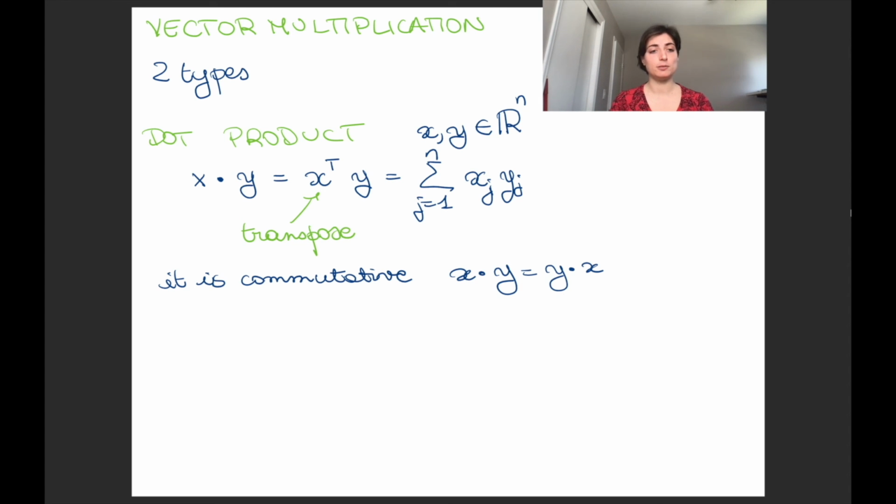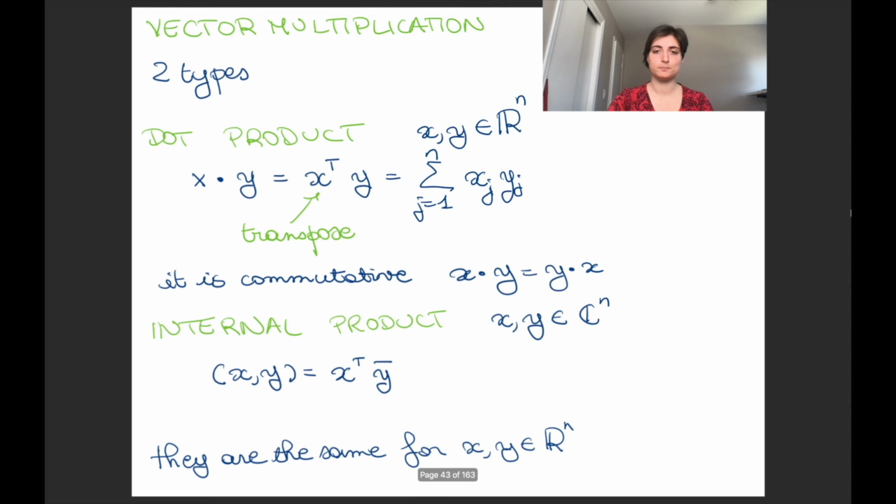This dot product is commutative. That means that x times y is the same as y times x. And you can notice it by the formula. It's just a sum over all the indices of x and y. So x_i times y_i, and you sum all of that.